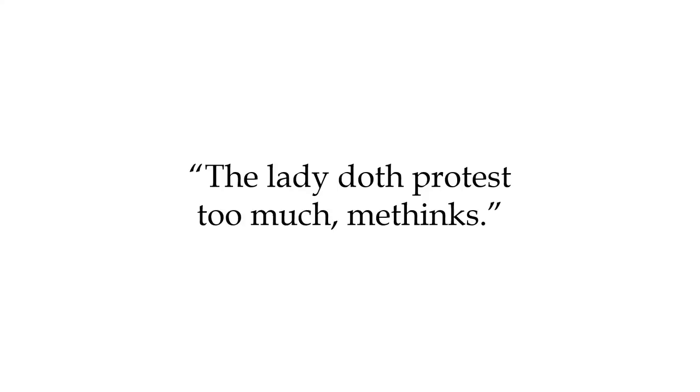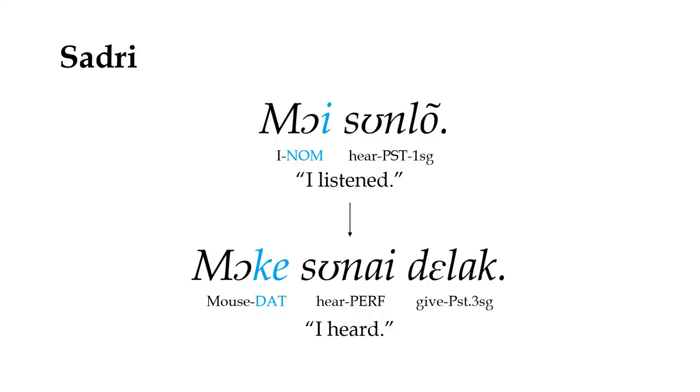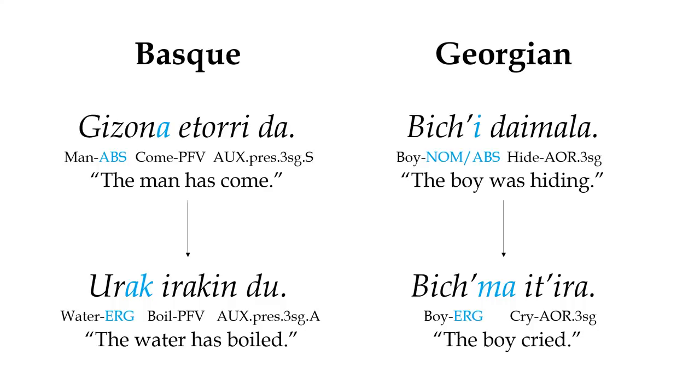There are even relics of this in English, as in the archaic methinks. In some languages, like Sadri, the case of the subject may also change to reflect the event structure or the tense and aspect properties of the verb. Among ergative languages like Basque and Georgian, the subjects of most intransitive verbs are marked with the absolutive or nominative, as one would expect, but some high-agency intransitive verbs mark their subjects in the ergative.